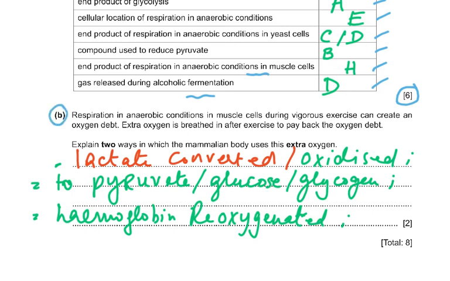Then the B part of the question said respiration in anaerobic conditions in muscle cells during vigorous exercise can create an oxygen debt. Extra oxygen is breathed in after exercise to pay back the oxygen debt. Explain 2 ways in which the mammalian body cell uses this extra oxygen. Lactate is converted or oxidized back to pyruvate or glucose or glycogen, and the hemoglobin is reoxygenated. So as you stop exercising, this lactate is taken to the liver where it is converted back to pyruvate, and the hemoglobin, which has lost all its oxygen, will be reoxygenated because by breathing in extra oxygen after exercise, you pay back the oxygen debt.